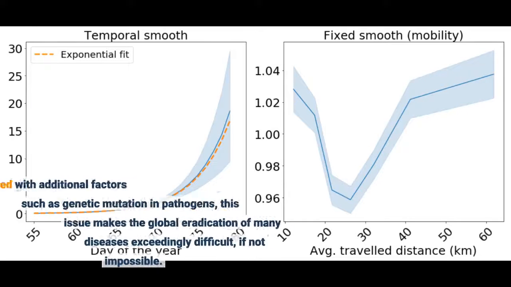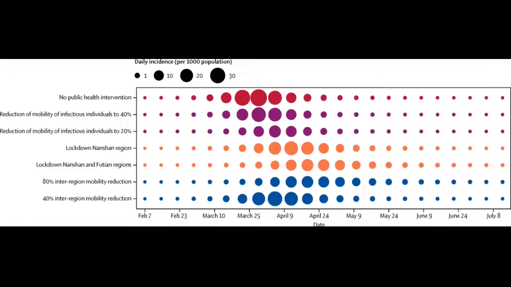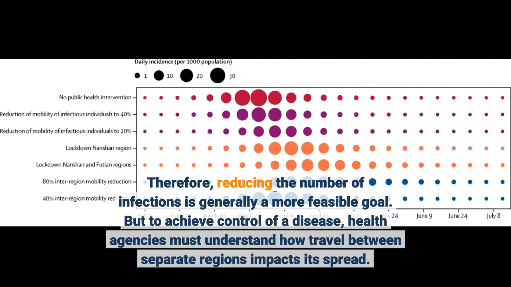When combined with additional factors such as genetic mutation in pathogens, this issue makes the global eradication of many diseases exceedingly difficult, if not impossible. Therefore, reducing the number of infections is generally a more feasible goal. But to achieve control of a disease, health agencies must understand how travel between separate regions impacts its spread.